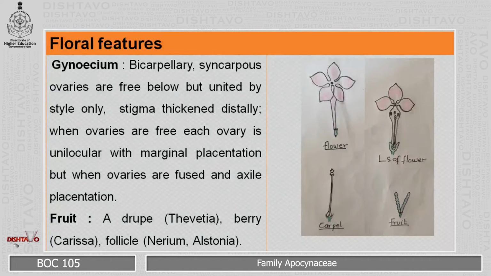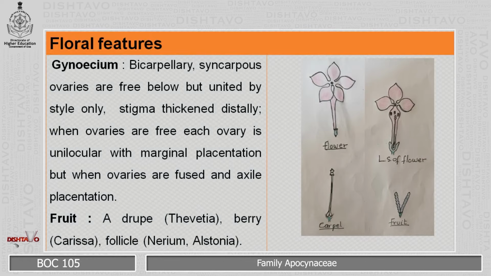Now going to the gynoecium, or the female part of the flower. The female part of the flower is made up of a carpel. And what is a carpel? Carpel is stigma, style and ovary. Now since it has 2 carpels fused together, we call it bicarpellary. And fusing together, the word we use is syncarpous.